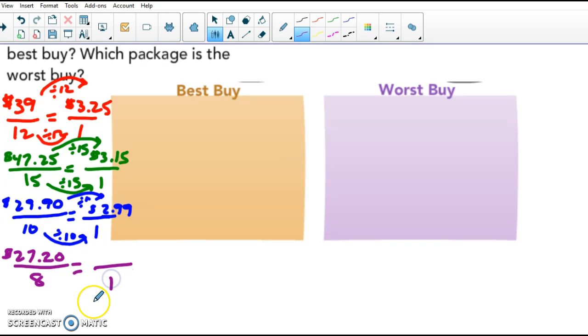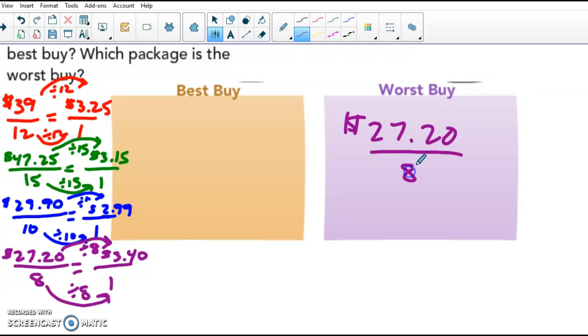I want to know the price per one shirt. Right now I know the price per 8 shirts, so I'm going to divide by 8. Whatever I do on the bottom, I have to do on the top. So $27.20 divided by 8 is 3.4, which is $3.40. So this is in fact my worst buy, because $3.40 per shirt is the highest unit rate.